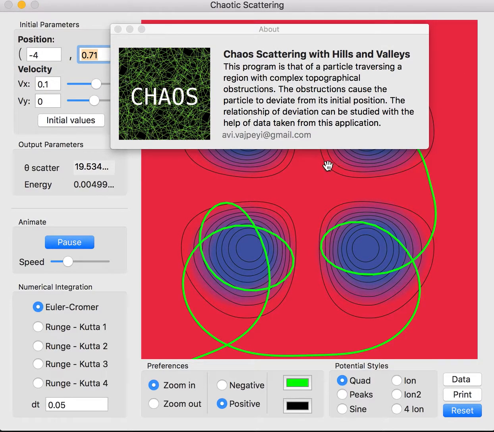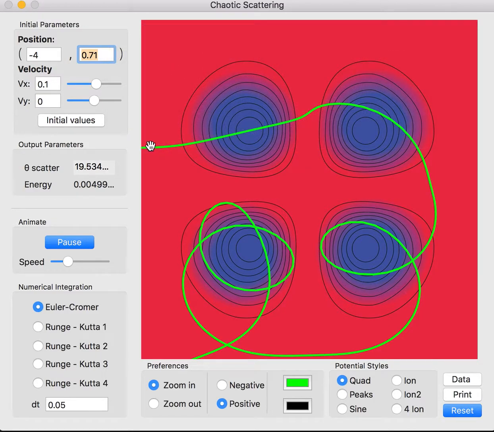This is a demo of my simulation on chaotic scattering. The line represents the trajectory of the particle, and the particle is this black dot. The contour lines represent height or depth in the scattering region. Here, these contour plots show a valley.